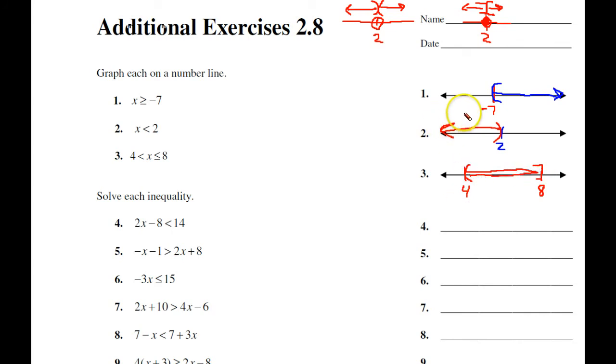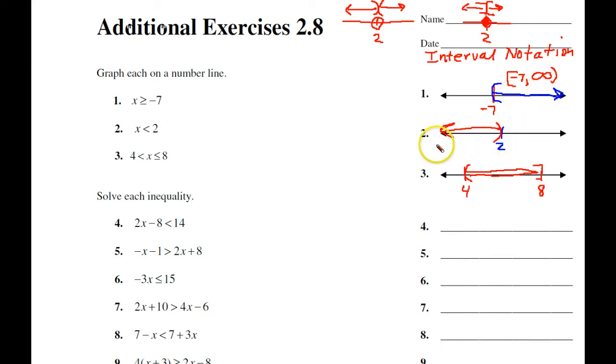Now, this is the actual graph of these. This is what they've asked us to use, but we're also going to be using interval notation, which really comes almost directly from the graph. So to write this inequality in interval notation, we would just put a bracket, -7. Now where is this going? This is going to positive infinity. And positive infinity always ends with a parenthesis.